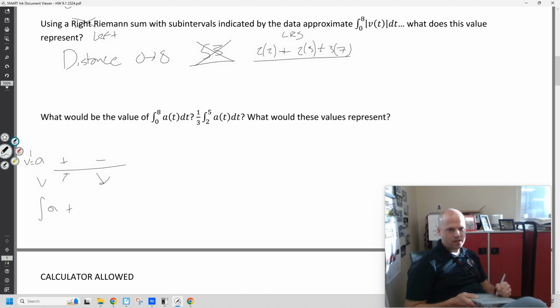And how do you find this value? Well, you could take your v at a value and subtract v at a previous value. Subtract these two things, boom, you get the displacement of velocity.